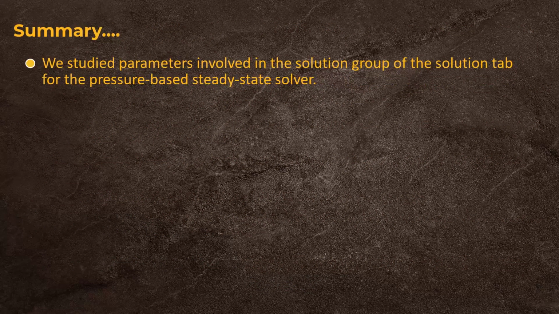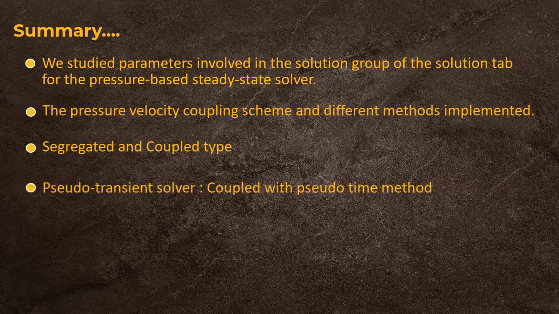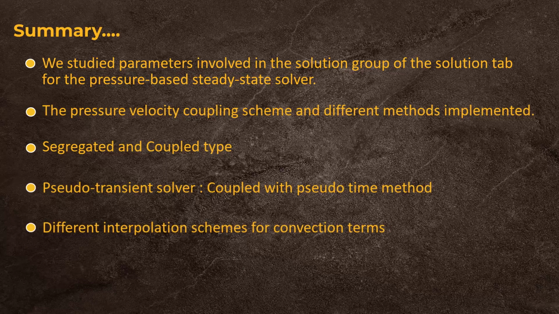To summarize, in this lesson we discussed the important parameters in the Solution Methods group of the Solution tab for the pressure-based steady-state solver. We discussed the pressure-velocity coupling scheme and learned about the different methods that can be used, which are broadly classified into segregated and coupled approaches. We learned that for steady flow analysis, the most robust scheme is coupled with pseudo-time method turned on and set to global time step. Finally, we have also talked about the different interpolation schemes for other convection terms such as energy, momentum, etc. With this, we have come to the end of our video.